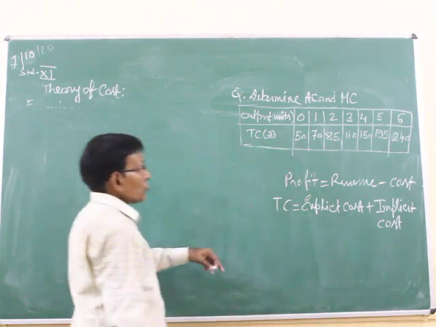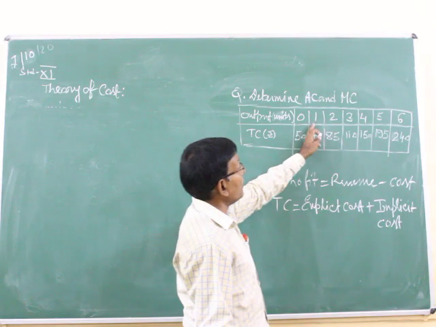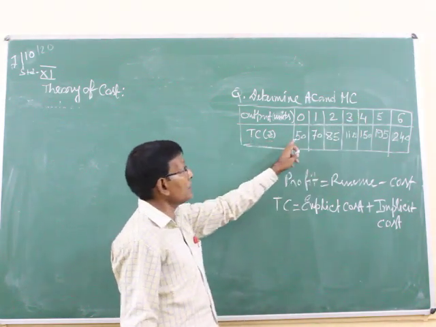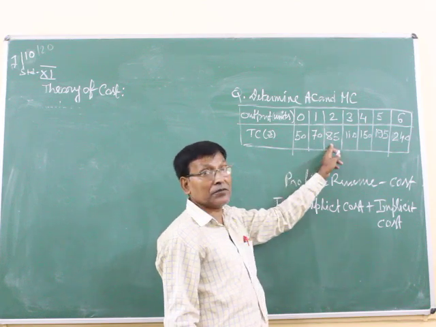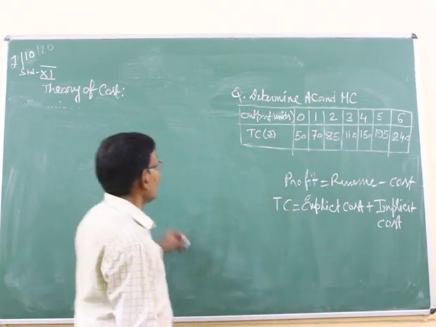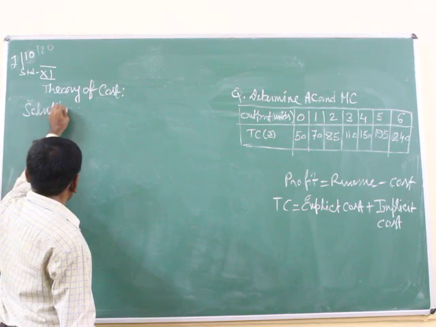Okay. Again, I am going to write this solution. Output unit 0, 1, 2, 3, 4, 5, 6. TC rupees 50, 70, 85, 110, 150, 195, 240. And it is the solution of the question.